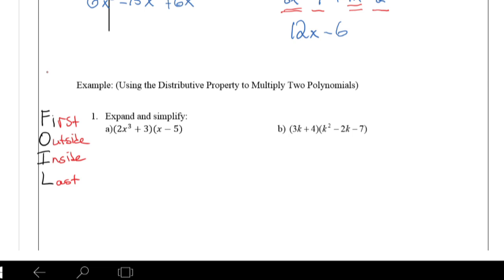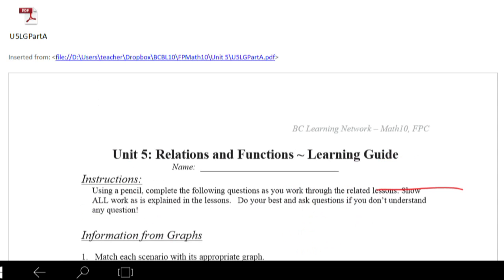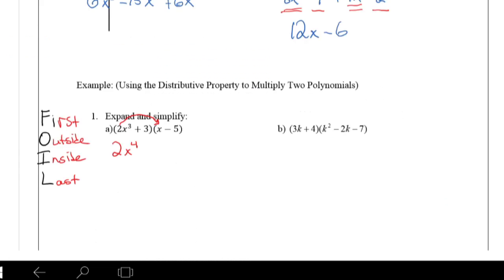So FOIL starts with first. So I'm going to multiply the first term by the first term. I'm going to get 2x cubed times x is giving me 2x to the fourth. Next I'm going to do my outside terms. So 2x cubed times -5. 2 times 5 is going to give me -10x cubed.